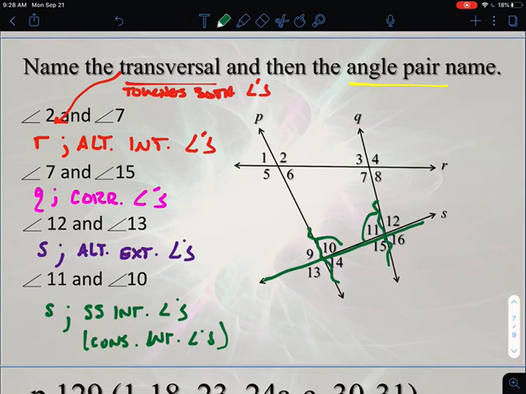Okay, so being able to name what transversal it is, so what's the one line cutting through both angles, and then what's the angle pair. So you have to be able to identify those different angle pairs. We're going to do more with these angle pairs tomorrow and the next day, talk about different special properties and things like that. But for now, all we're asking you to do is be able to identify them. So with this, you should be able to complete the worksheet for today.